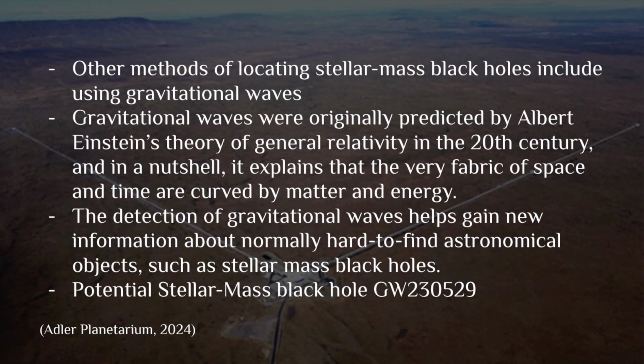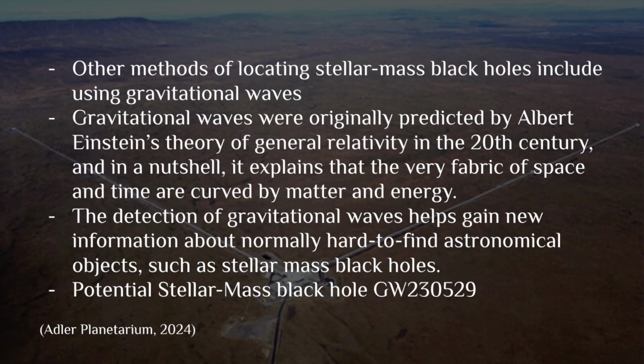Other methods of locating stellar mass black holes include using gravitational waves. Light is not the only way to estimate and locate a particular black hole. Gravitational waves were originally predicted by Albert Einstein's theory of general relativity in the 20th century, and in a nutshell, it explains that the very fabric of space and time are curved by matter and energy. The curved space fabric then controls stellar, planetary, and galaxial movement.